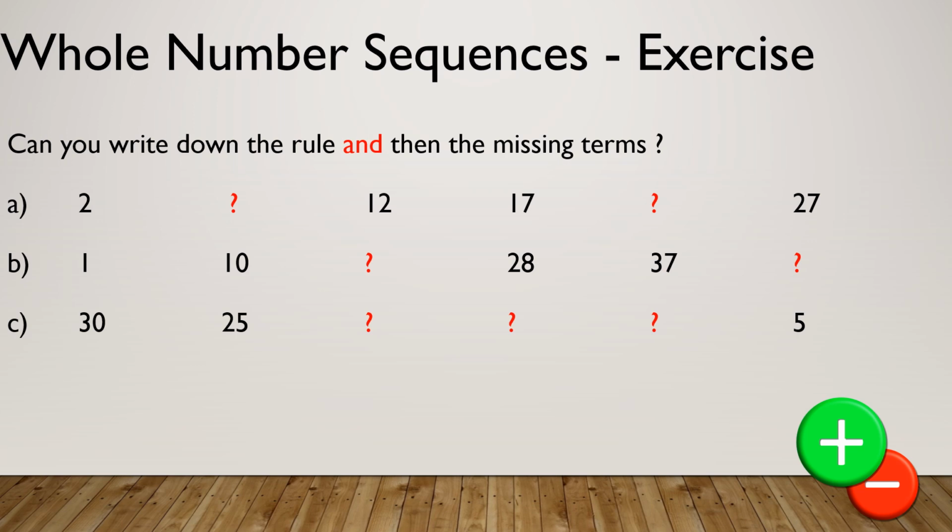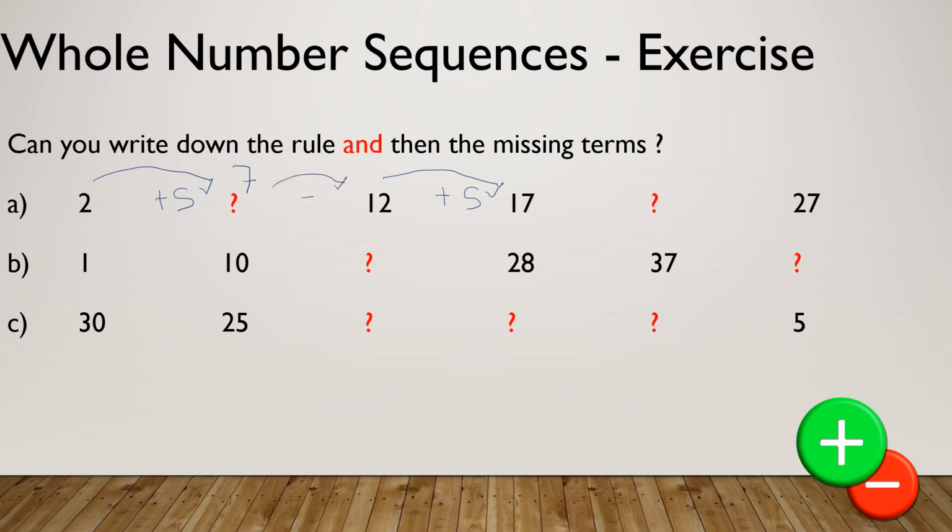Now we've got 2, then we don't know, then 12, then 17, then we don't know, then 27. So 12 and 17, these numbers are next to each other. To get from 12 to 17, I need to add 5. So that's my rule. So 2 plus 5 gives me 7. Let's see if that works.